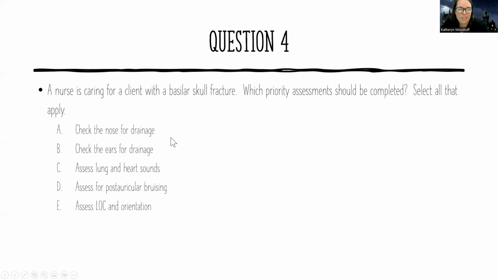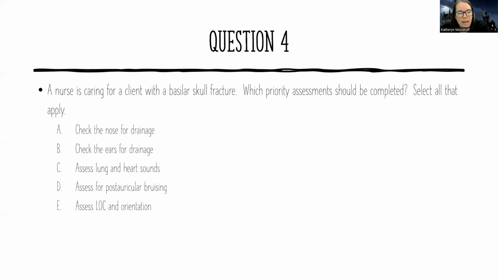The first choice is check the nose for drainage. Well, that seems pretty priority. I'm worried about CSF drainage, so I do think I want to check their nose. Okay, so I'll check their nose for drainage. Next, check their ears for drainage. I think that's another place. What do they call it? Rhinorrhea and otorrhea. So both A and B sound good to me so far.